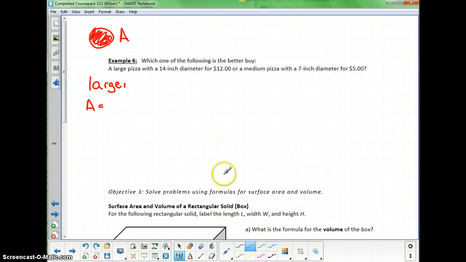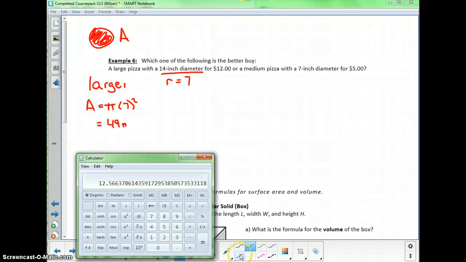Alright, in the large pizza, this 14-inch diameter means a radius of half that, of 7. So the area is pi times radius squared, pi times 7 squared. 7 times 7 is 49. So this is 49 pi. And let's find out the decimal approximation for that. 49 times pi is 153.94.